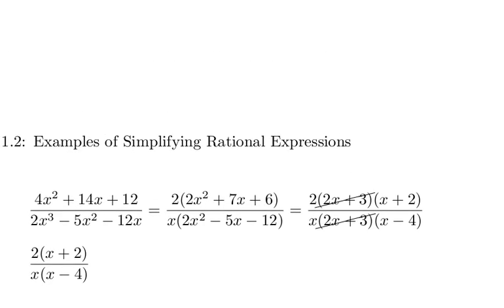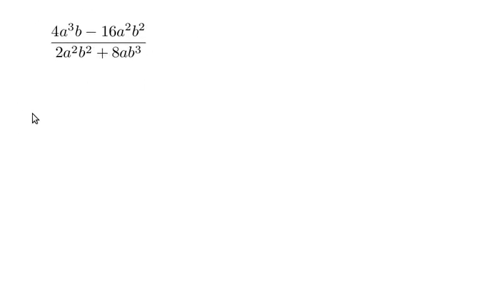So, because I accidentally jumped ahead to part of the solution. So 4a cubed b minus 16a squared b squared over 2a squared b squared plus 8ab. I know that you can't see it whenever I'm doing this right now. It'll be very awkward if I just leave it silent. So, okay, this is example 2. So 4a cubed b minus 16a squared b squared over 2a squared b squared plus 8ab cubed.